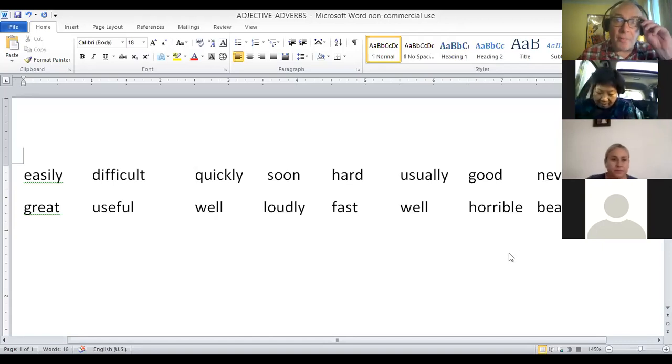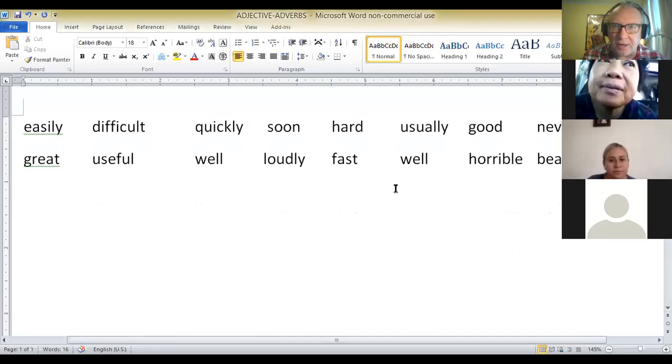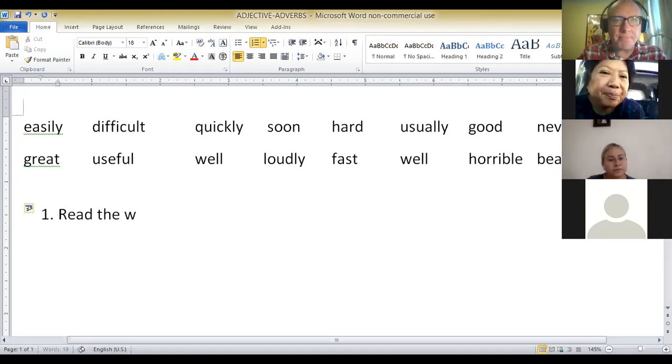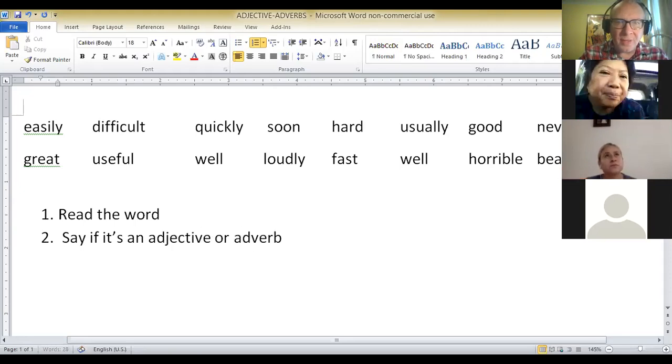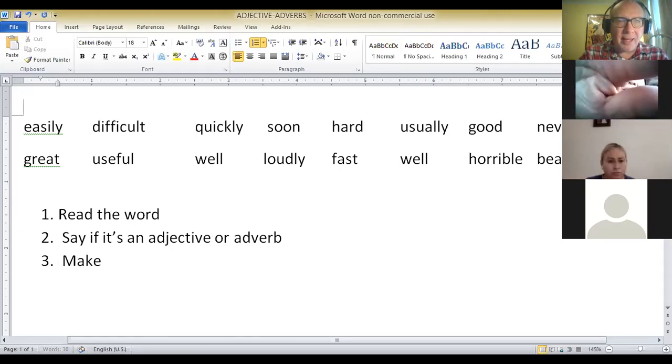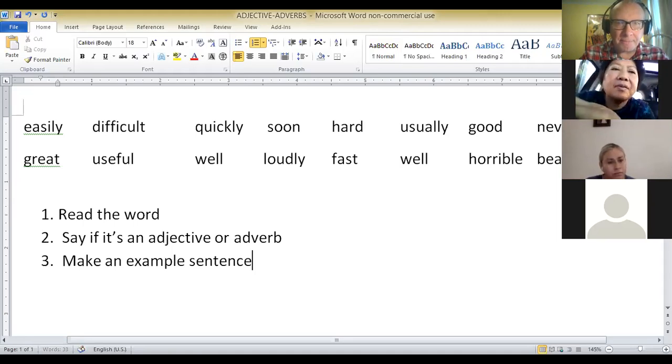Okay, so here's what we're going to do. I'm going to put you in a group, and you're going to go around in a circle. There are 16 words, so everybody will get plenty of chances. What I want you to do is do three things. Number one, you're going to read the word. Say if it's an adjective or adverb, and then make an example sentence. You're going to do those three steps with every word.